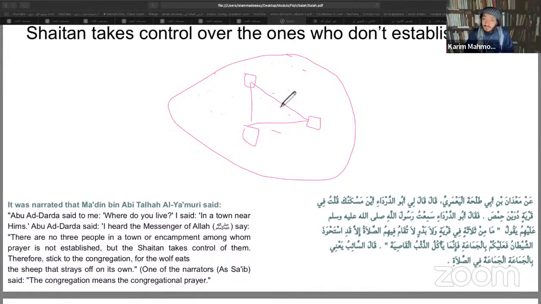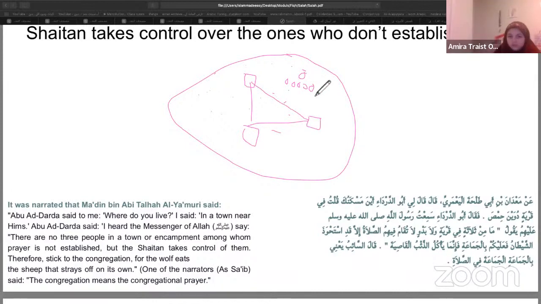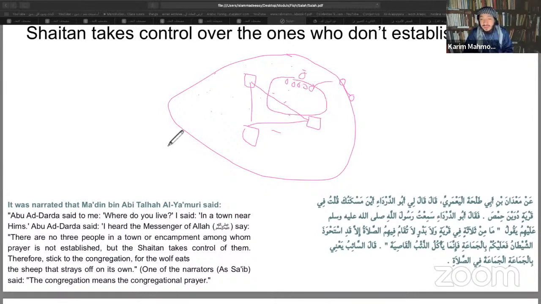And the Prophet ﷺ gave a beautiful example of the sheep and the wolf. You know how the sheep go together in a flock, with their shepherd? The shepherd's job is to stop the sheep from deviating and going away from the flock, because that is the perfect chance for the wolf to attack. The wolf does not attack the group of sheep that are walking together. He will attack a deviated sheep, a sheep that left the group.